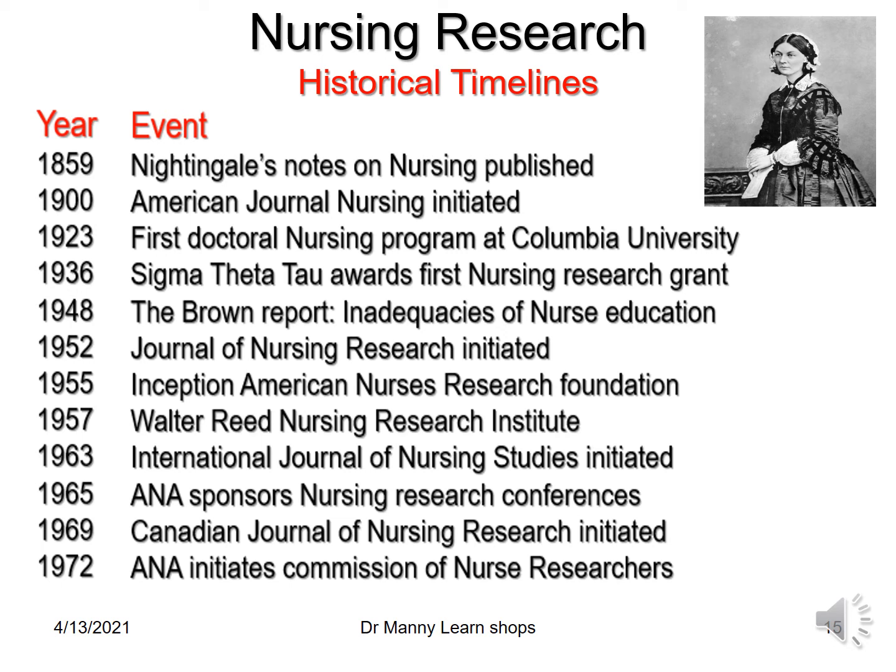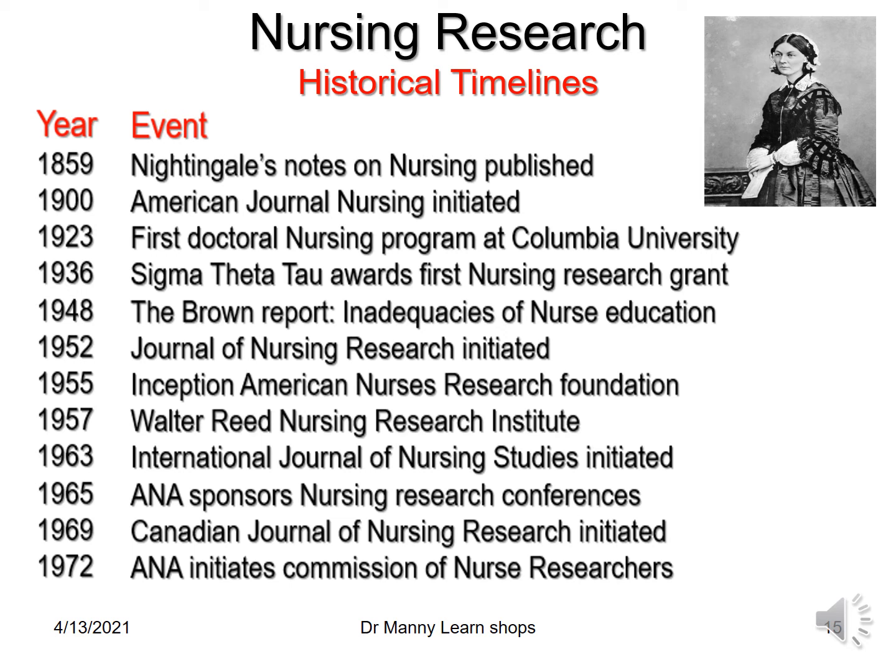And we'll look at Sigma Theta Tau a little later on in this presentation and indicate why you should, as a nursing researcher, be a member. In 1948, the Brower Report came out, and this indicated the inadequacies of nursing education in the United States of America and globally. In 1952, the Journal of Nursing Research had its first publication. In 1955, the inception or the creation of the American Nurses Research Foundation occurred. In 1957, Walter Reed Nursing Institute was established.